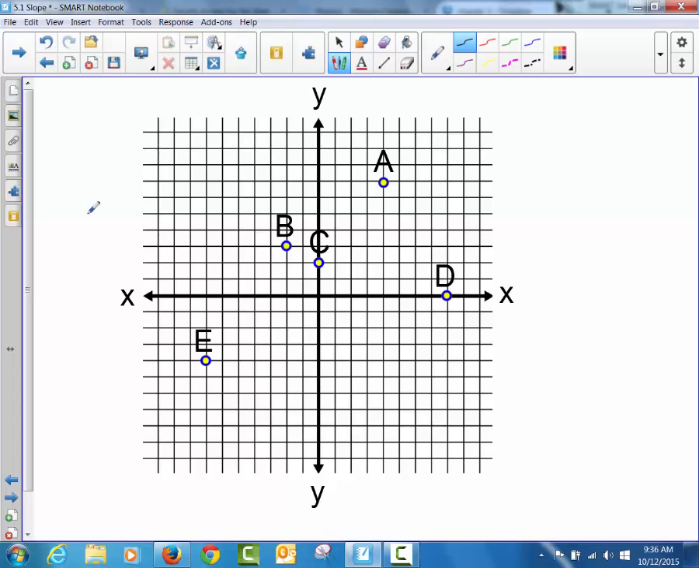Now you tell me, what are points A, B, C, D, and E? Take the time to pause the video, write down the coordinates of these, and then check with me to see if you got them right. Pause the video.